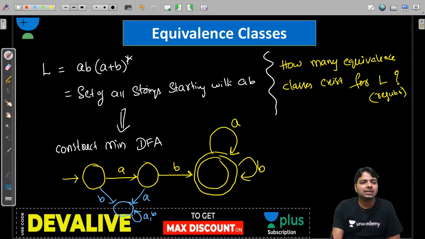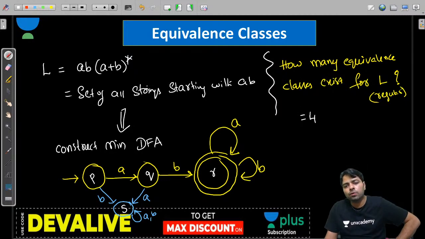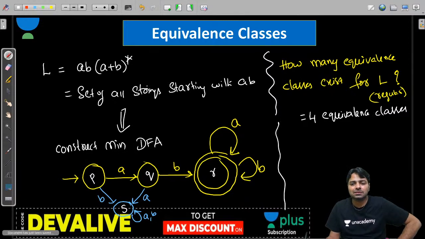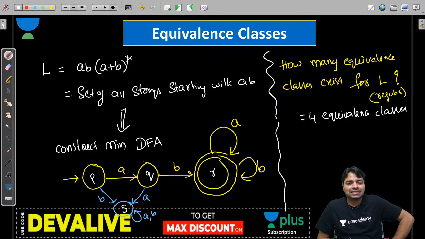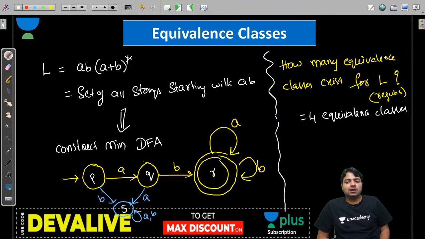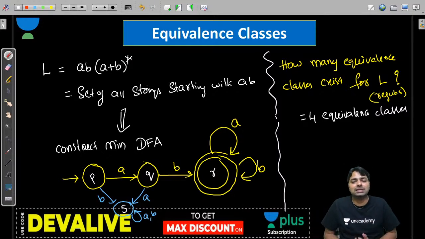And how many states are there? Let me write P, Q, R, S. How many states? 4 states means there are 4 equivalence classes, because the whole world is divided into 4 classes. Everybody clear on this point? 4 equivalence classes. At least there is something to differentiate 2 equivalence classes always.